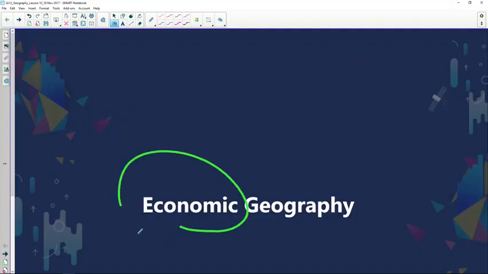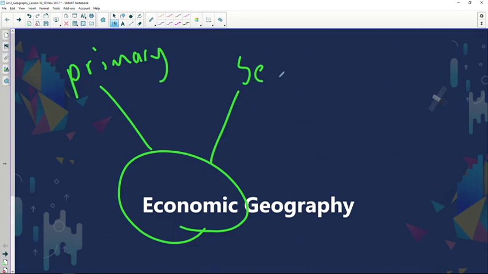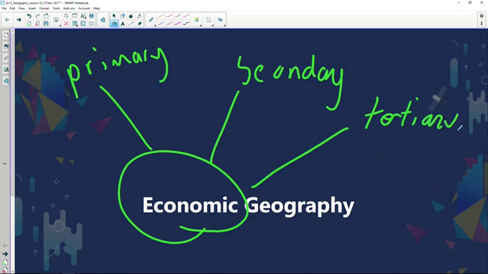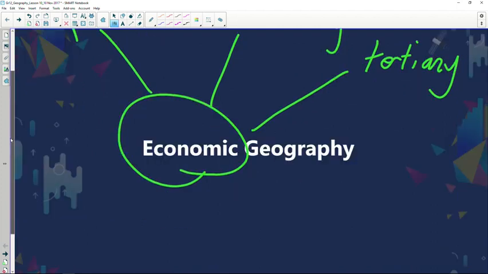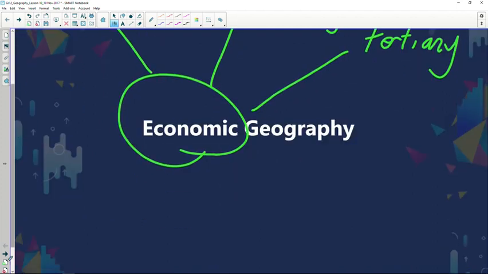Today we're going to look at economic geography. So basically what we're going to concentrate on is what we do that builds South Africa's economy. And obviously we practice primary activities and secondary activities and tertiary activities. And where do most of the people, where do we generate our income in South Africa?